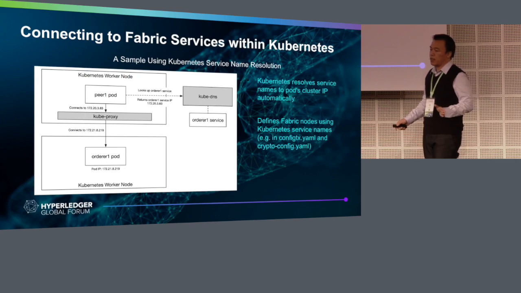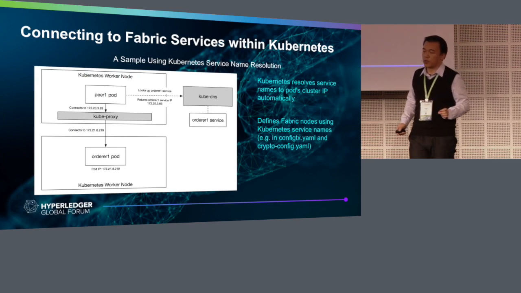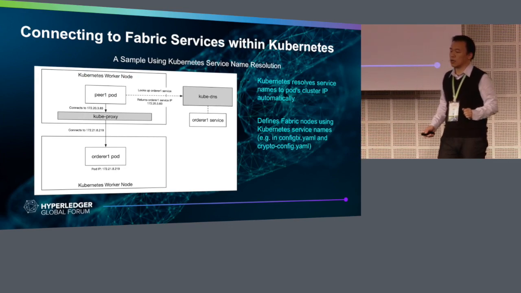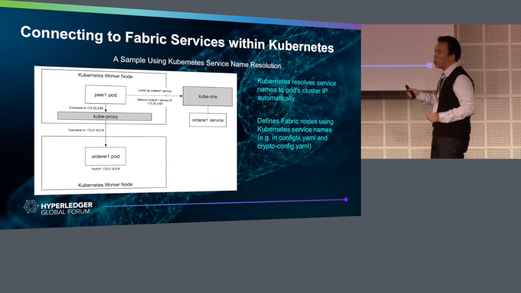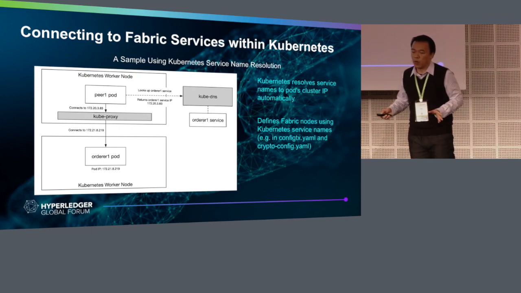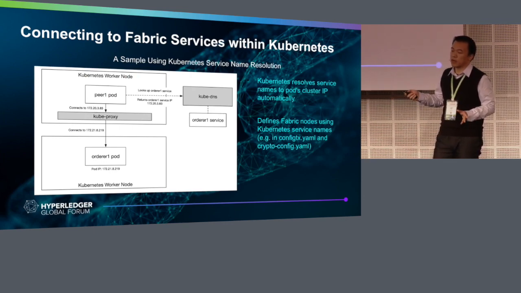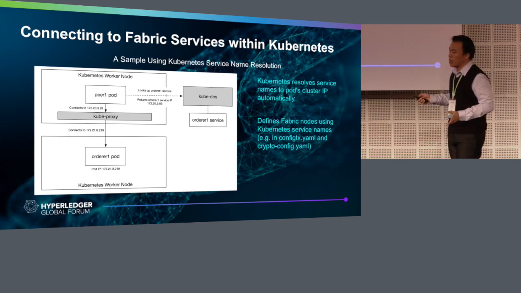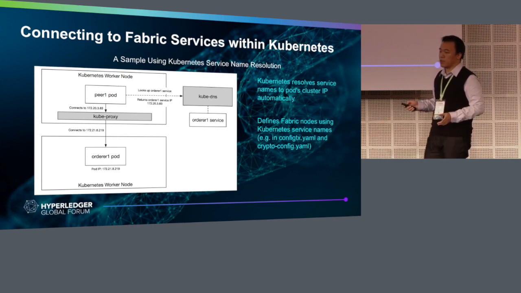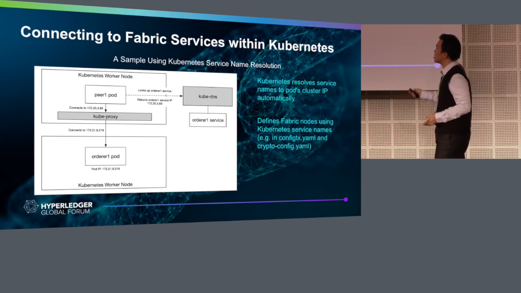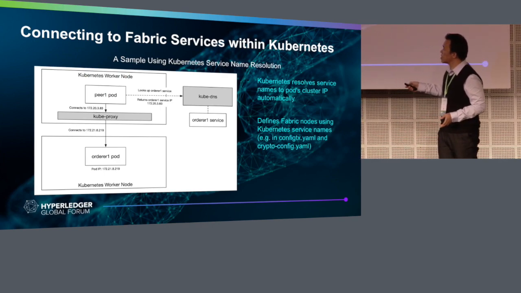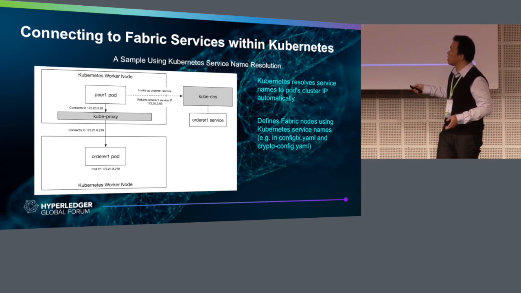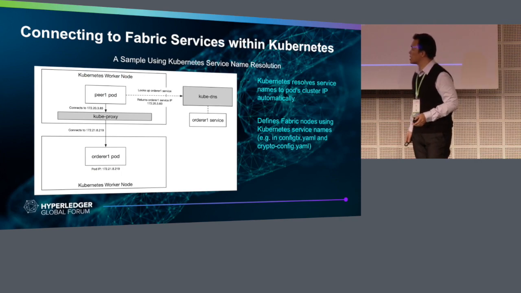And then we come up with some typical connection patterns to connect Fabric services. The first one is quite simple. If we deploy the Fabric network inside Kubernetes, we can just use the Kubernetes service name as a Fabric service name. And Kubernetes will resolve the service name to the cluster IP automatically. So behind the scenes, it is kube-DNS that resolves the service name to the service IP, and then kube-proxy translates the service cluster IP to the pod cluster IP.